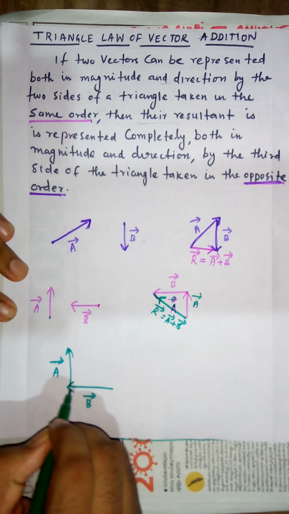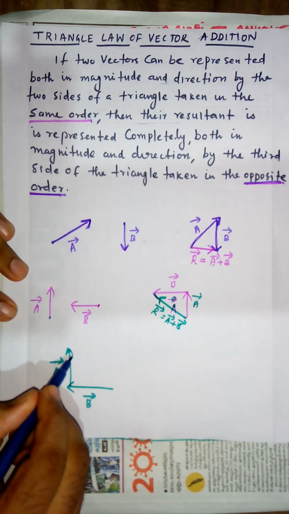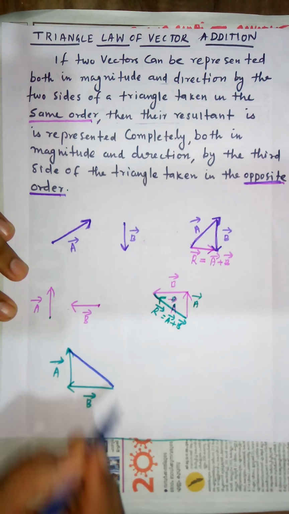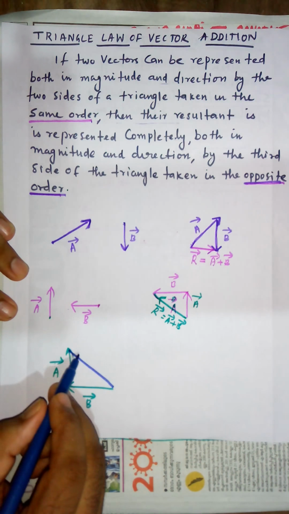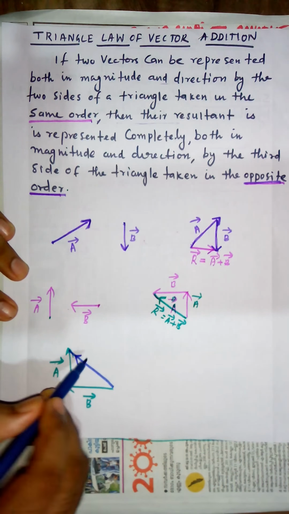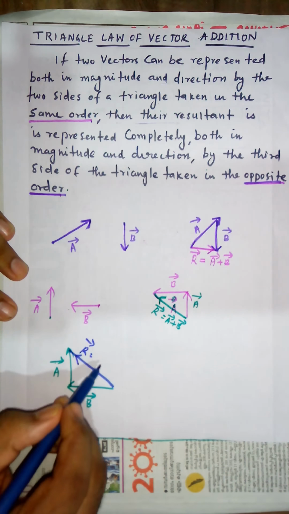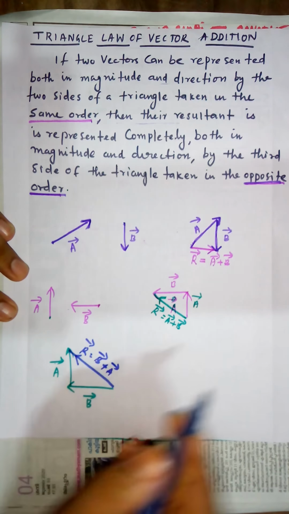Okay, so now the vector b plus a, who will be the resultant? The resultant will be this, right? This resultant will be in which order? Opposite to this order. Okay, that means in this, right? So this vector r is equal to b plus a, vector b plus vector a.